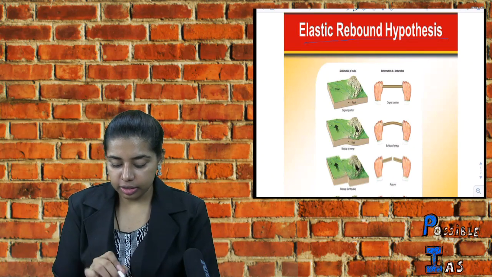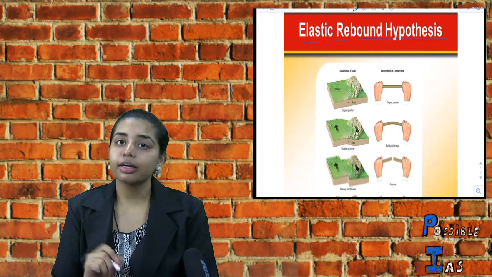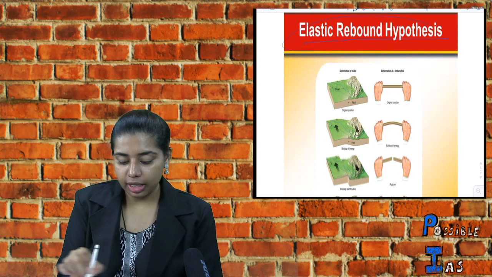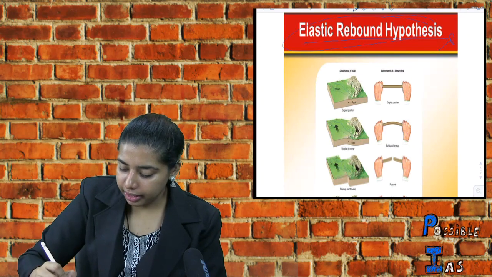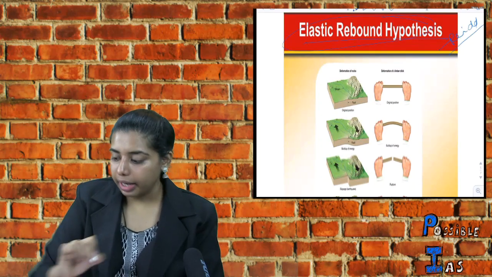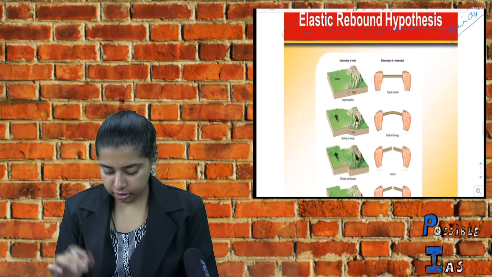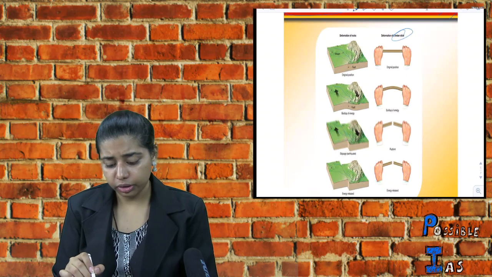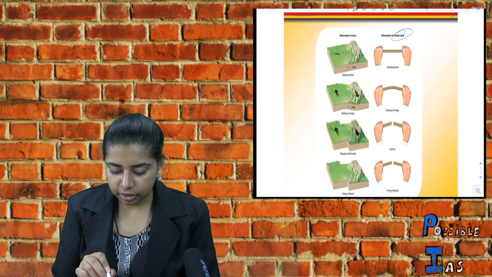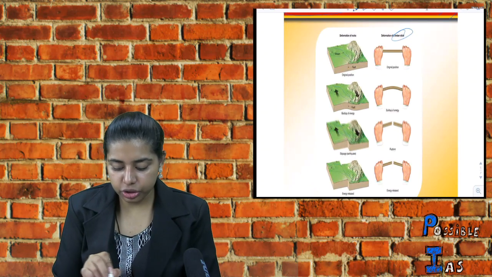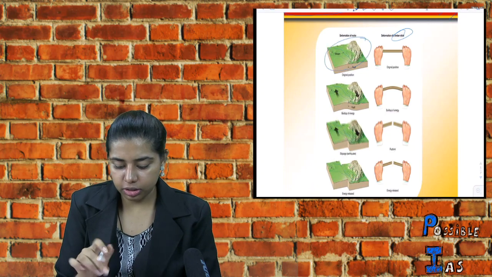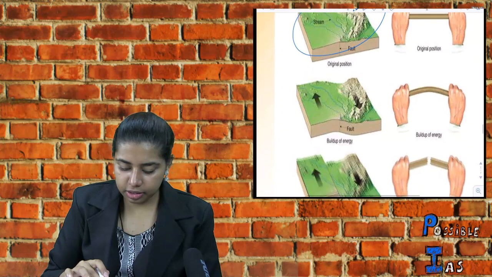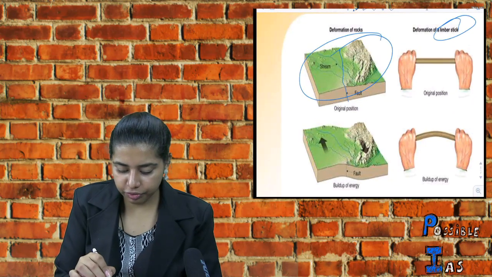The same thing happens with rocks. He said that rocks behave in an elastic manner. This elastic rebound hypothesis was given by Reid, and for this he gave an analogy of a limber stick. He said this is the original position of the rocks, and this is the fault, a crack within the surface of the earth.